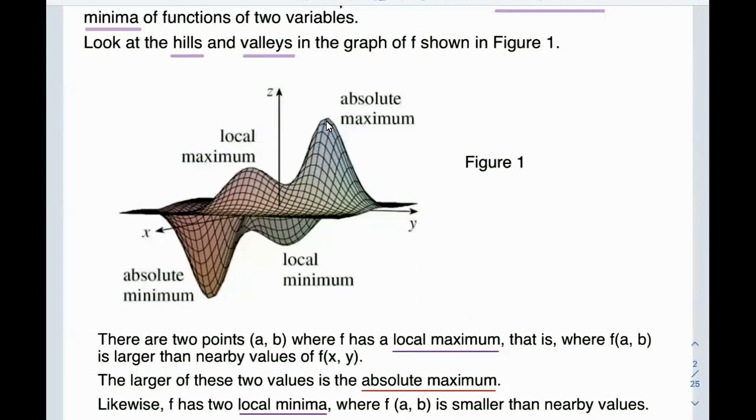Similarly, we can define local maximum and absolute maximum in a similar way. If the function value is higher than any function value in a nearby neighborhood, then that is a local maximum, like this one here and this one here. Those are like the hills, the tip of the hill. But compared to all the function values in the whole domain, this one here is the highest. So this one here is an absolute maximum.